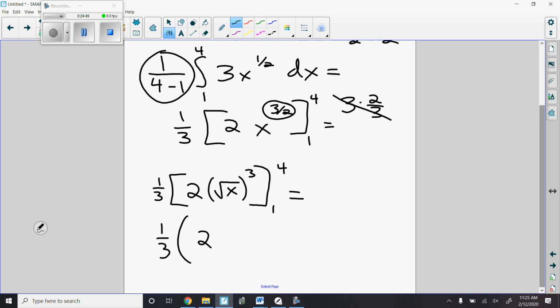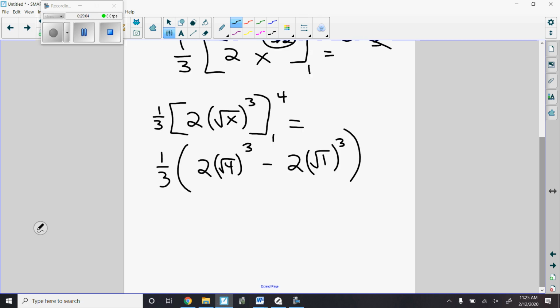So I'm going to have 2 square root of 4 cubed minus 2 square root of 1 cubed. Okay. Square root of 4 is 2. 2 cubed is 8. 8 times 2 is 16. Square root of 1 is 1. 1 cubed is 1. 1 times 2 is 2. So I'm going to get a third of 14, which I can just write as 14 thirds.